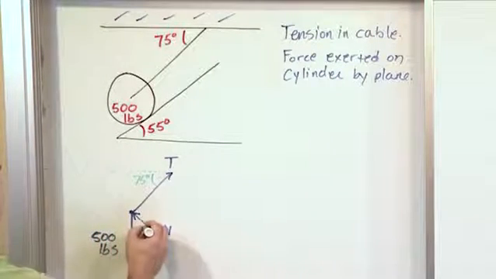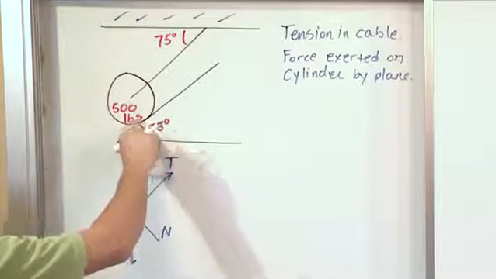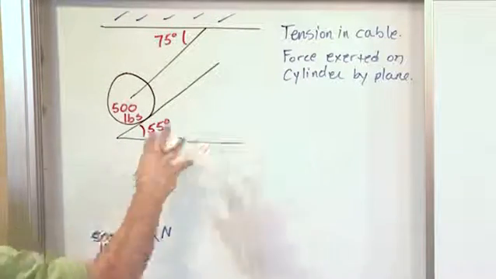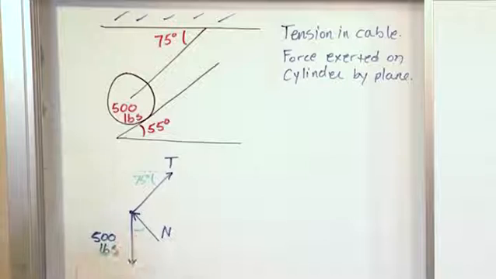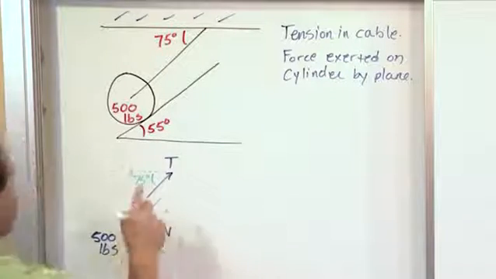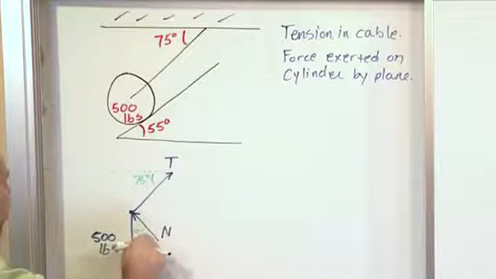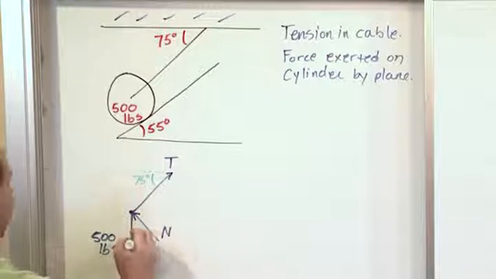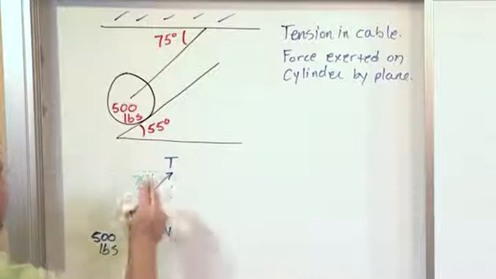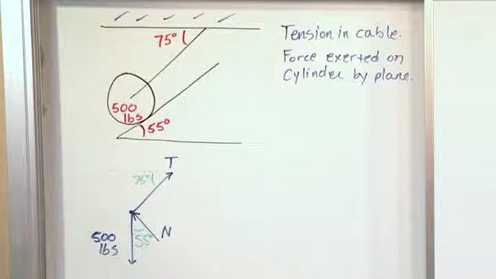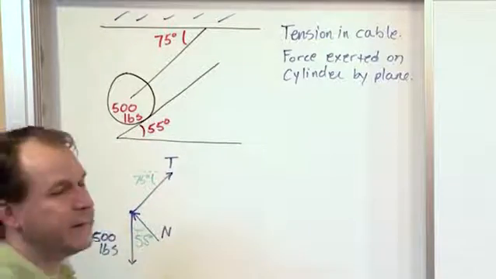Now one more thing I'm going to label on here is, what do you think this angle is going to be here? Well, the angle of the plane was 55 degrees, but we don't draw the plane in the free body diagram. The plane is just there to exert the force. Okay? But if you think about it enough, the angle between the normal force and the weight is actually the same as the angle of the plane there, 55 degrees. And that's actually really important for you to realize intuitively.